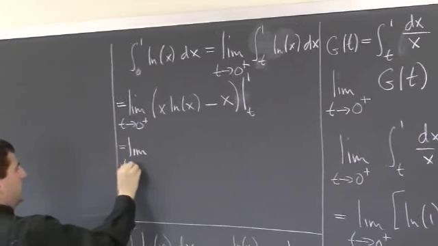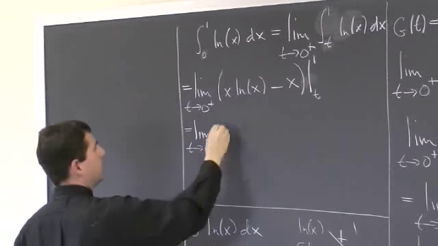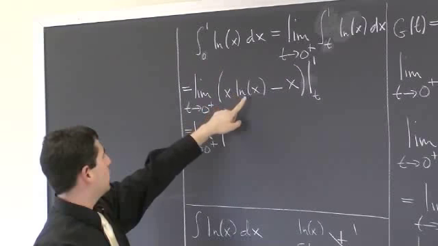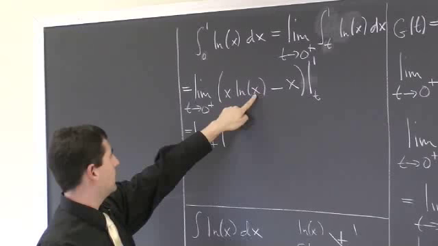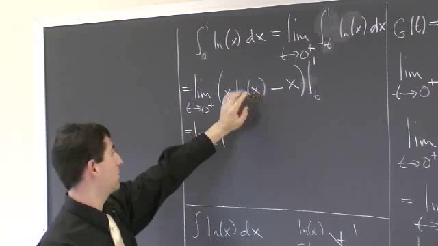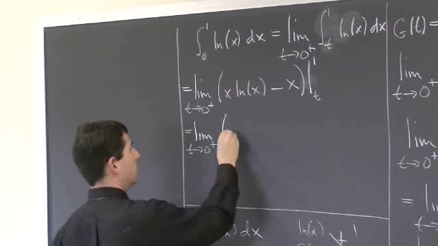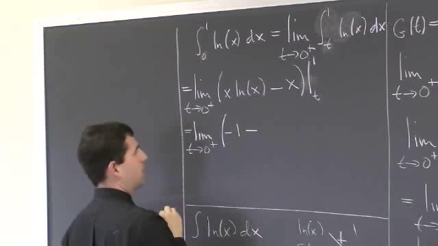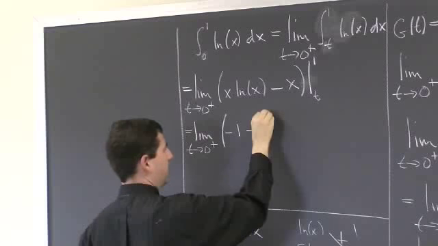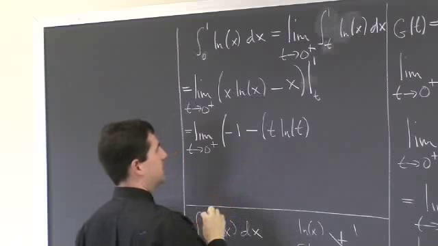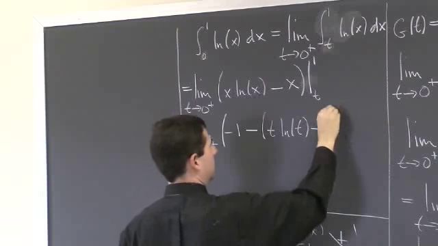So this is the limit as t goes to 0 from the right of, okay, so first we evaluate at 1. Now when I evaluate at 1, what happens here? Well, I get an ln of 1 here. What's ln of 1? That's 0, so that term goes away. And then I just get a minus 1. Then I have to subtract what happens when I evaluate at t. And when I evaluate at t, I get t ln of t minus t.